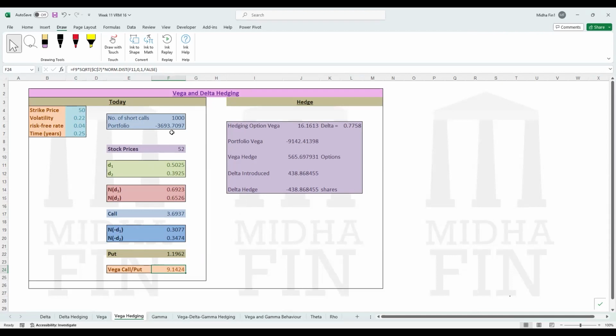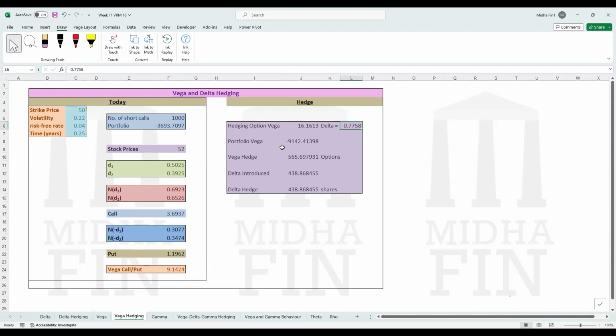So when it comes to hedging Vega, I can't use the underlying asset. For the underlying asset, Vega is 0. So I'll naturally have to use a different derivative on the same asset. Let's say I use a hedging option which has a Vega of 16.1613. This option also has its own delta, right? You see N(d1). This is the delta of the hedging option, the option that I'm using to hedge the position. It is 0.7758. This is my hedging instrument.